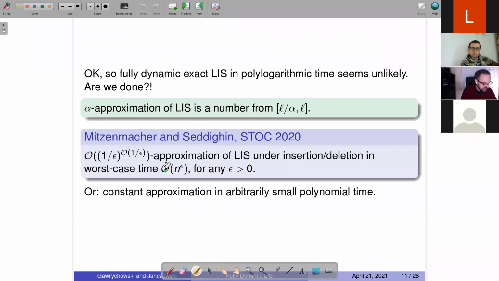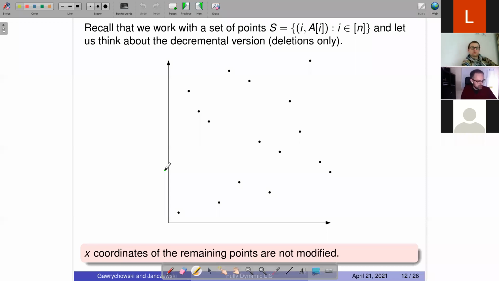So let me first show you how they managed this and what's the difference in our approach. So in the remaining part, I will always think about the set of points i and A_i. And furthermore, I will consider the decremental version. In the very end, I will show you one slide about making it fully dynamic. It turns out to be not so difficult. The decremental version is already difficult enough. Okay, so we want to maintain approximation of the longest chain in the current set of points.